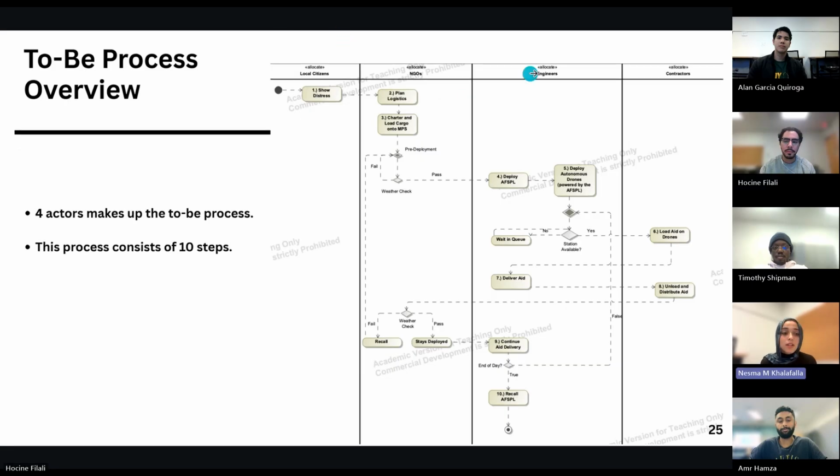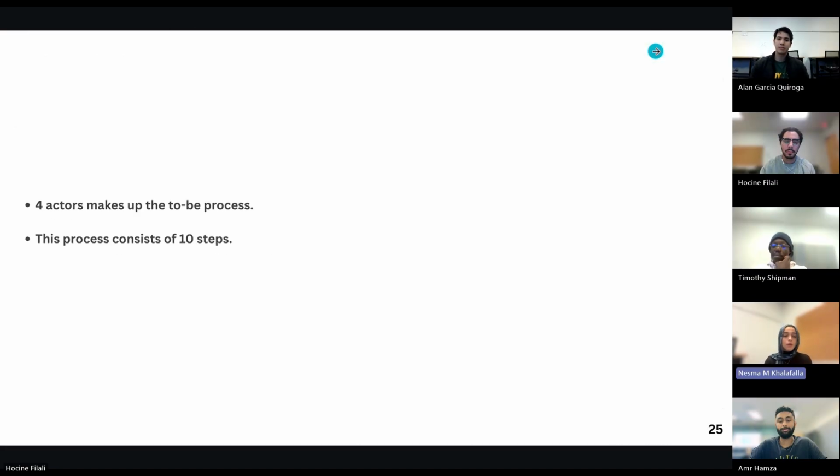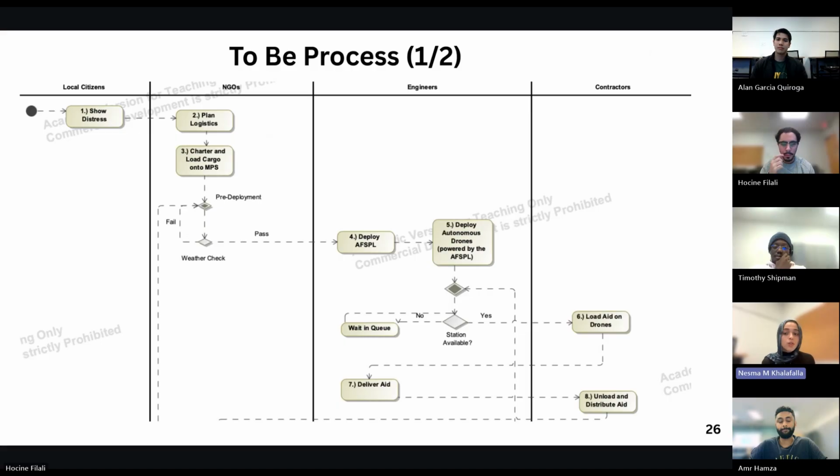And moving on to our 2B process, as you can see, it's significantly condensed from 12 actors to 4 and from 20 steps to 10. So here, once a crisis occurs, NGOs quickly plan logistics and deploy the cargo ship. After a weather check is done, the AFSPL and drones are deployed, and aid is loaded directly onto drones by contractors, and then the drones travel along the power line to shore.